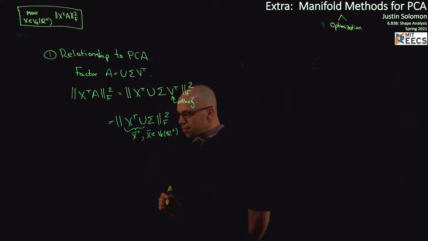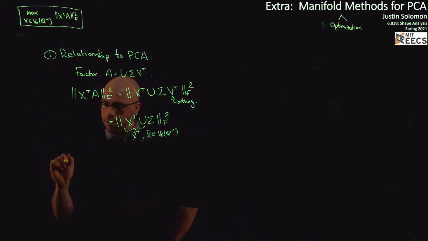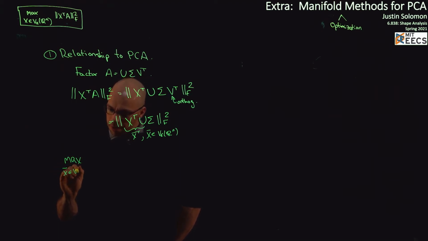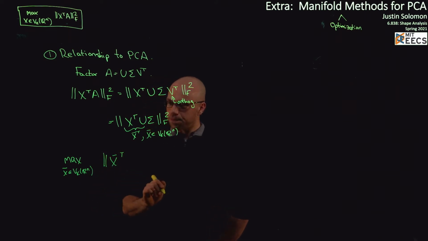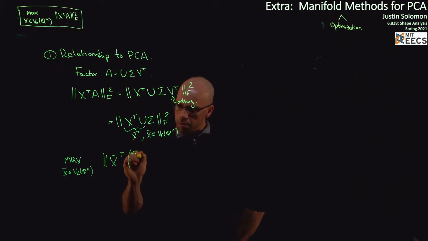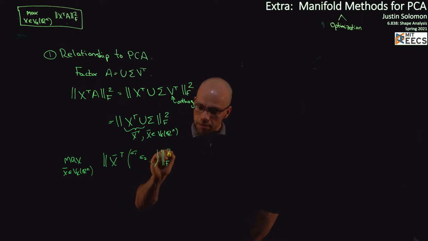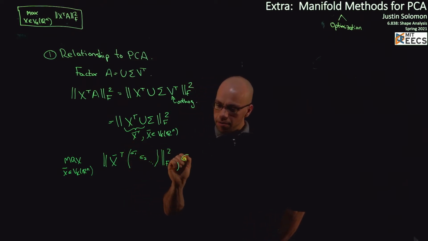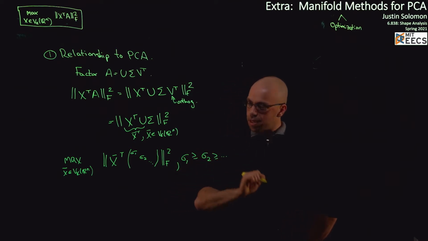Okay? So in other words, I can write a new optimization problem, which is equivalent to our original one, and looks like max over X bar in our manifold of the Frobenius norm squared of X bar transpose times sigma. And here, remember that sigma is diagonal. It looks like sigma 1, sigma 2, dot, dot, dot. Without loss of generality, we can assume that our singular values are sorted from biggest to smallest.